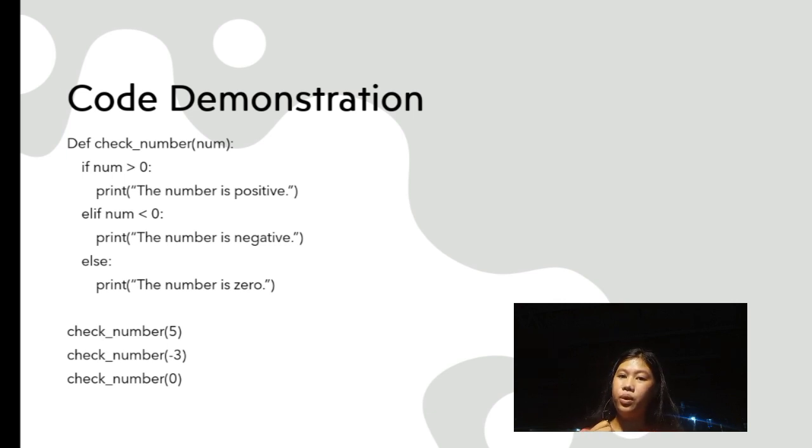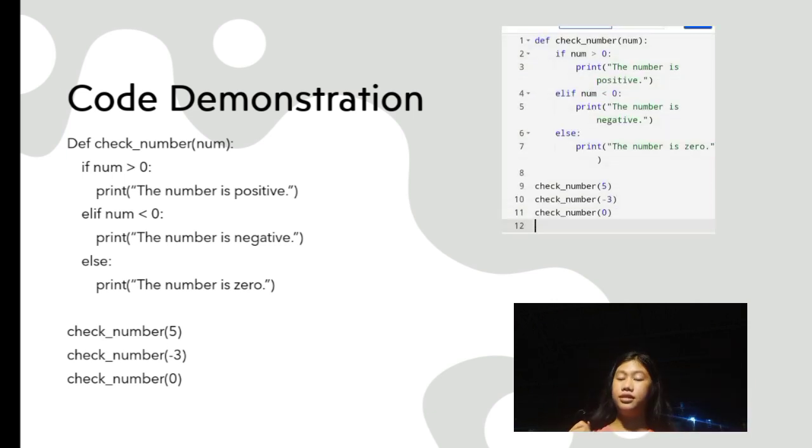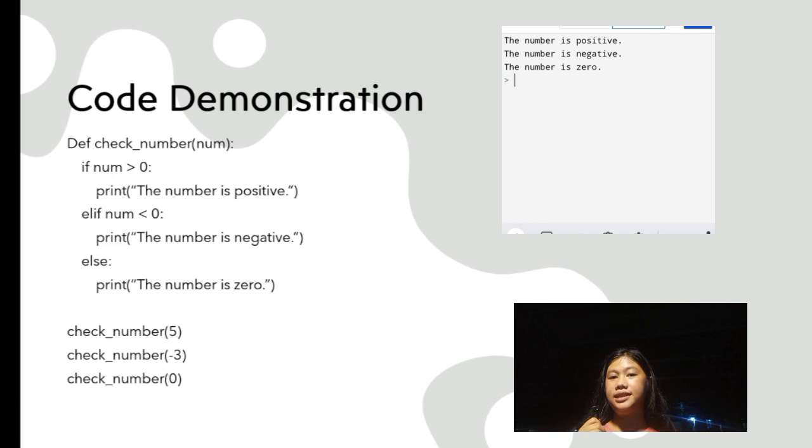Next, the code calls the check_number function three times with different arguments: 5, -3, and 0. This is done to demonstrate the behavior of the function with different input values. When executed, the code will print the following output. This indicates that the function correctly identifies the nature of each number passed as an argument and displays the corresponding message.